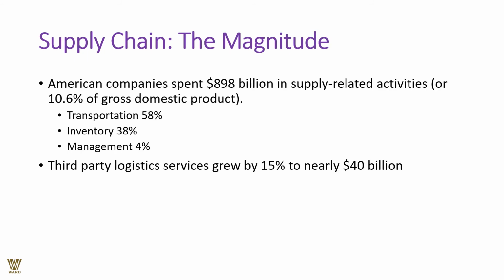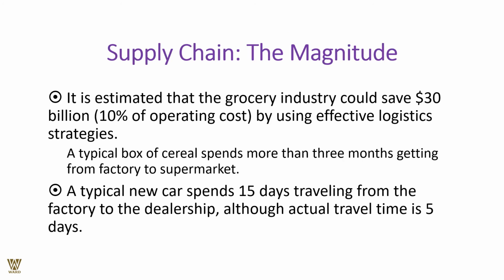Supply chain magnitude: in 1998, American companies spent approximately $898 billion, probably around $900 billion, on supply related activities. That's 10.6% of GDP. We are talking about transportation, which gulped up approximately 58% of the cost. Inventory went into 38% of the cost, and management was left with only 4% for managing the aptitude and the volumes. Third party logistics services grew in 1998 by 15% to nearly $40 billion.